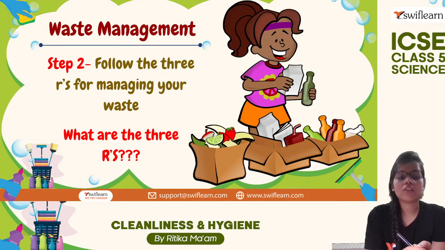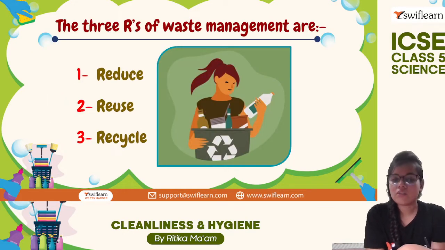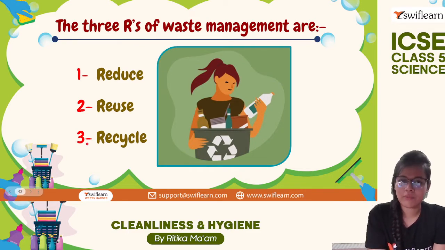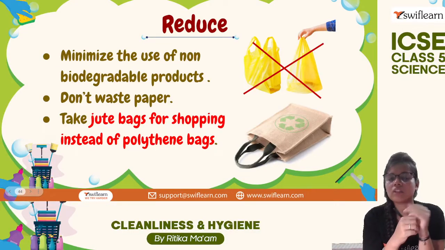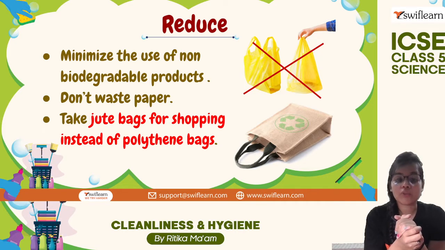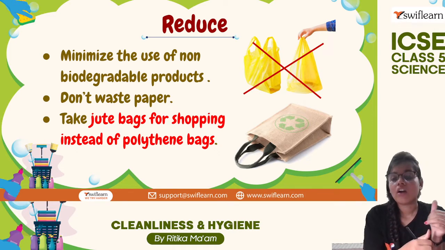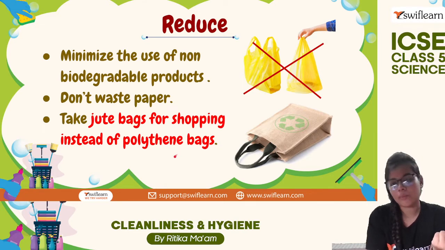Next step is to follow the 3 R's for managing your waste. So what are the 3 R's? Reduce, reuse and recycle. Let us study each of them. Reduce means if you do not need anything, just reduce the use. If I talk about non-biodegradable products like polythene, plastic, etc., just minimize the use of these products. Do not waste paper. Instead of taking polythene bags or plastic bags, use jute bags for shopping.